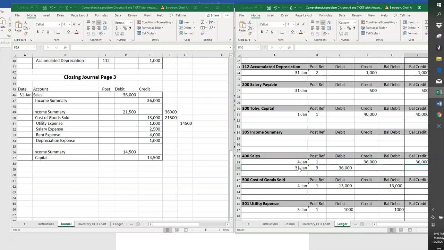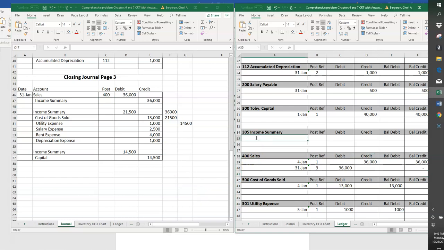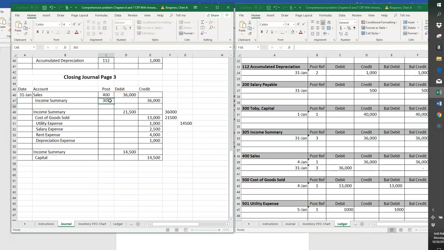I had a credit of $36,000, then I debited it for $36,000, so that nets to zero, so my balance is now zero. This journal entry went to account number 400. For income summary, I'll post that from page three. I credited it for $36,000, so right now it has a credit balance of $36,000. That went to account number 305.